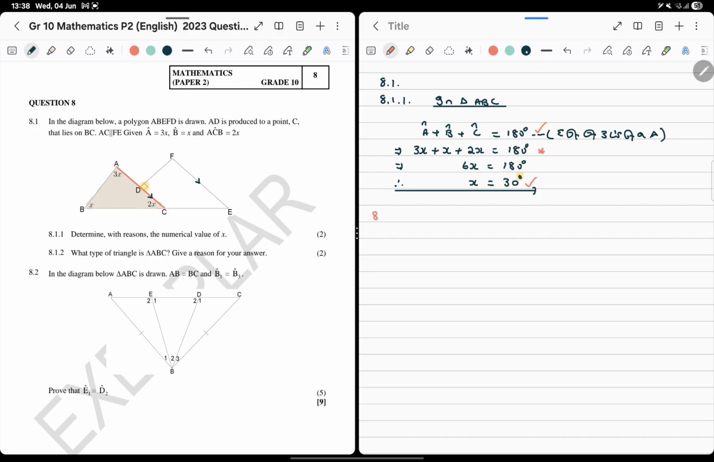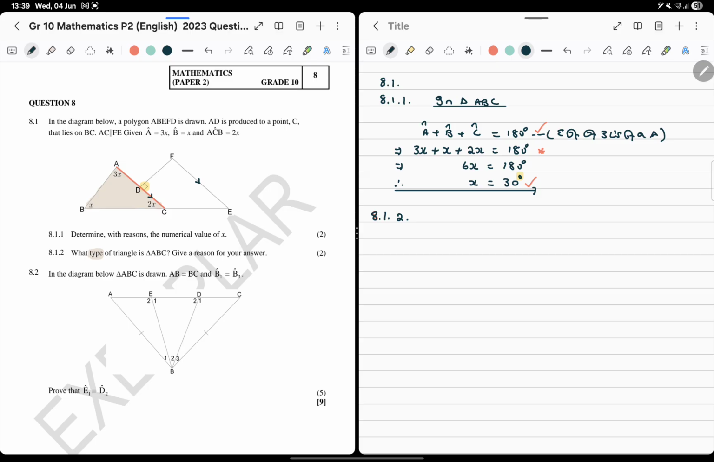So 8.1.2. What type of triangle is ABC? Give a reason for your answer. Well, it's a scalene triangle. Now, I'm not very happy with this kind of a question. It's too general. It's a scalene triangle, right? We can see that because all the angles are not equal. So that's a scalene triangle.